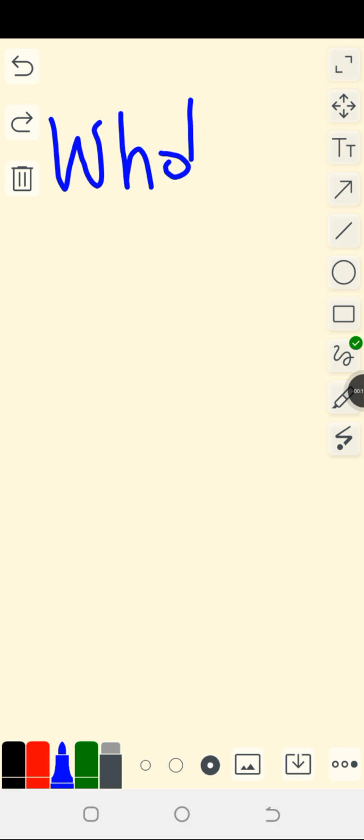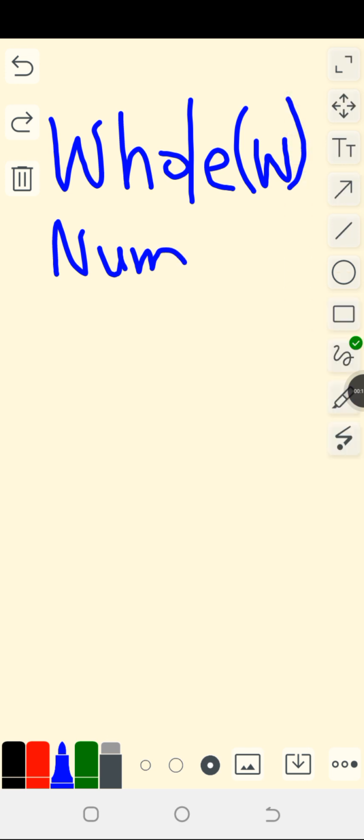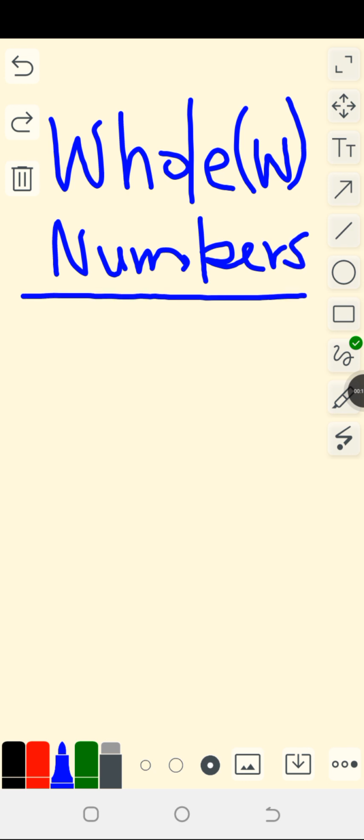Whole numbers are represented using the symbol W. Now what are whole numbers? Whole numbers are numbers that consist of natural counting numbers and zero. So whole numbers start from zero and end at infinity. Don't forget I told you, whole numbers are numbers that consist of natural counting numbers and zero.